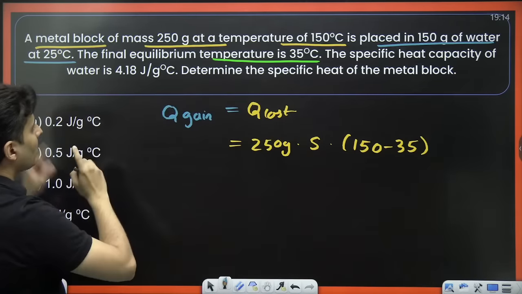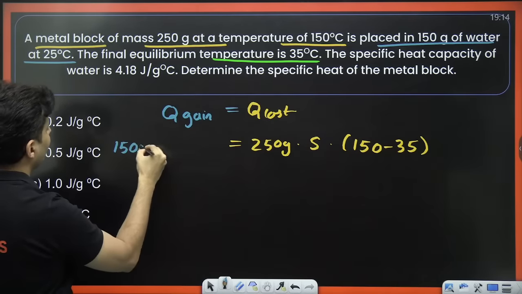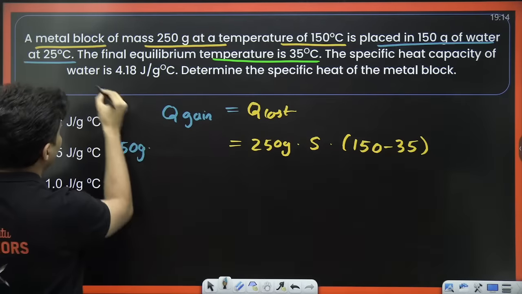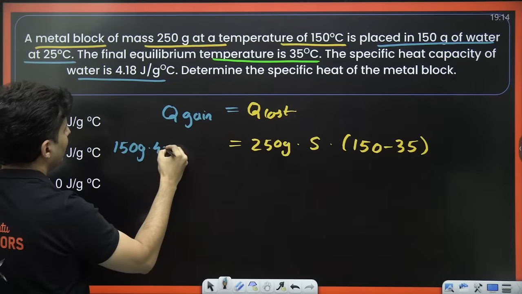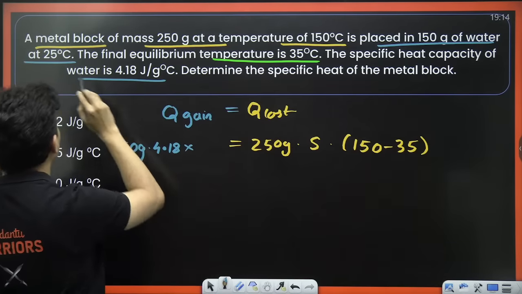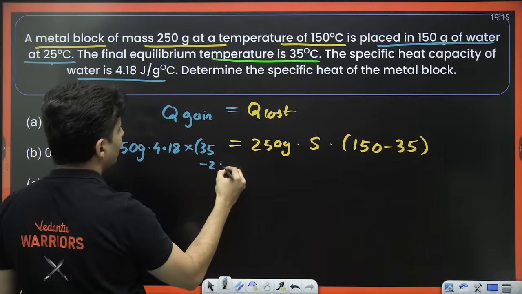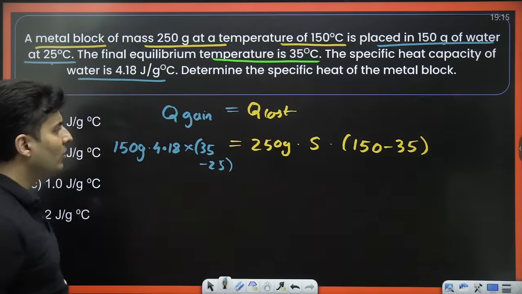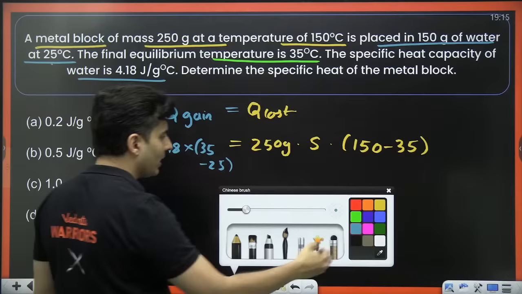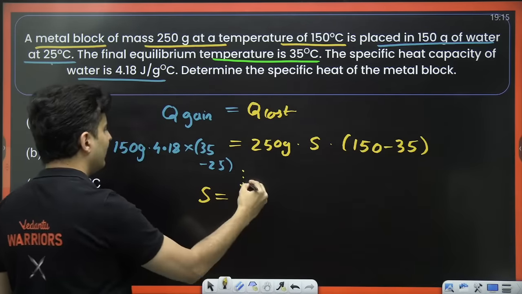Heat gained, who will gain the heat? The cold body. How much is the mass? 150 grams. How much is the specific heat capacity of water? It is 4.18 joules per gram degree Celsius. Change in the temperature, from 25 it went to 35, so 35 minus 25. Everything you know over here, the only thing you don't know is s. Solve it and find the value of s.